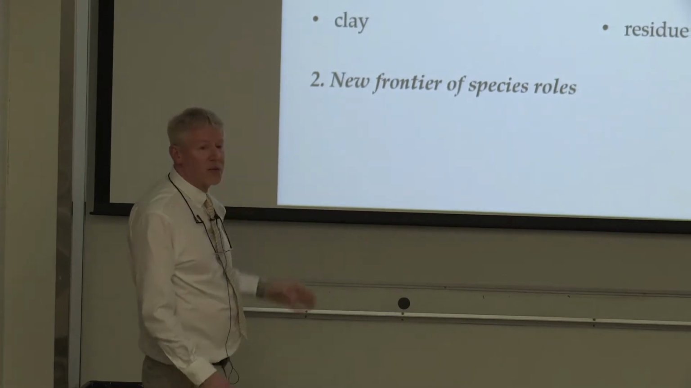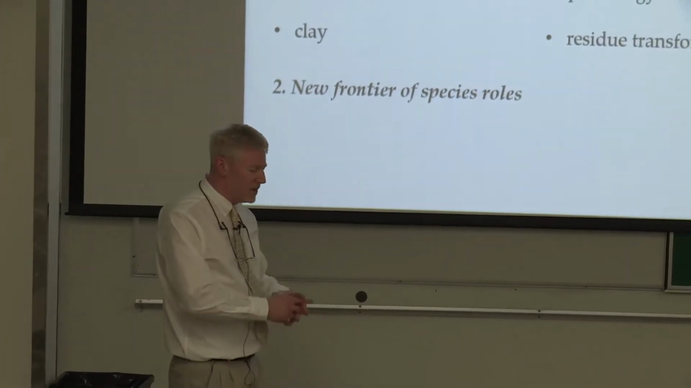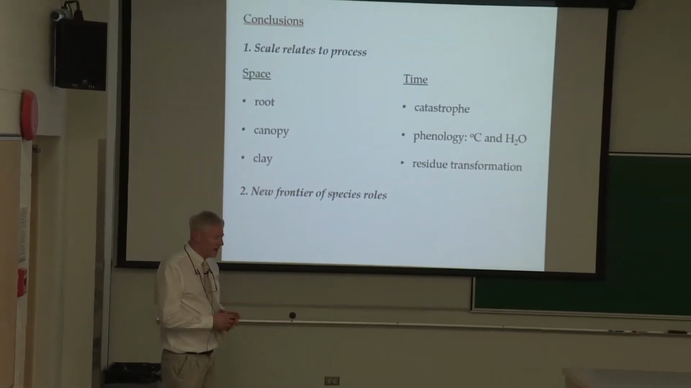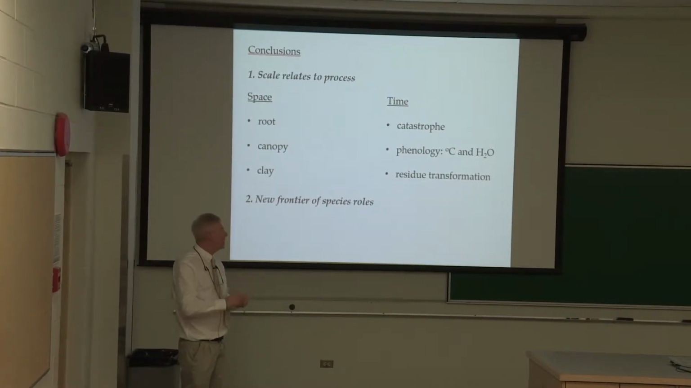But if we look at the canopy and the inputs of organic carbon from the shoot and the root system, that's being driven at the scale of the plant, isn't it? It's below the canopy or in the open, and then to the surface of the soil and accumulating at the surface. It's being driven by that plant scale there.